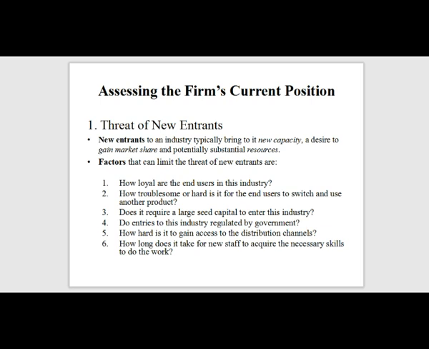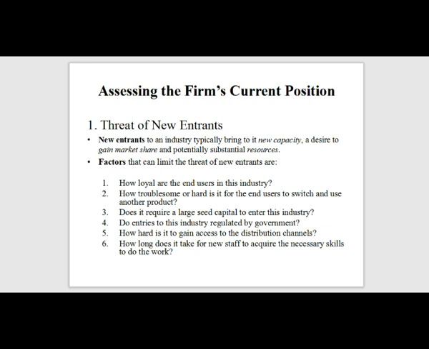Threat of new entrant. New entrants to an industry typically bring to it new capacity, a desire to gain market share, and potentially substantial resources. An entry barrier is an obstruction that stops or makes it difficult for a company to enter an industry. So for example, entering into a grocery business is very easy, whereas entering into the aeronautical industry is difficult because of the barriers. The easier it is for new companies to enter the industry, the more cutthroat competition there will be.